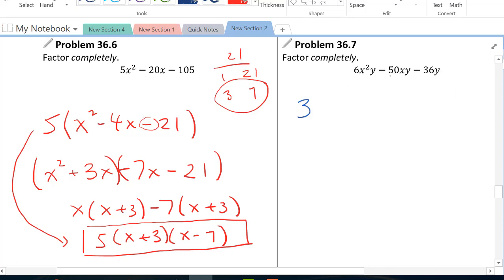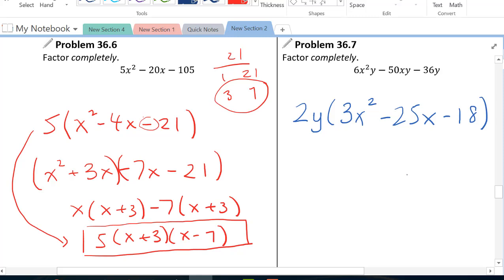But I have a y, y, y, so I can factor out a y. What's left over when I do that? Oh wait, sorry, wait a minute. 3 doesn't go into 50. Oopsie, made a mistake. 3 does not go into 50, so I can't factor out a 3. I can factor out 2 though, right? Yeah, 2 would work. So we're going to pull out 2y. That's going to give us 3x squared minus 25x, since negative 50 divided by 2 is negative 25x, no more y's. And then minus 18, since 36 divided by 2 is 18. No more y's.